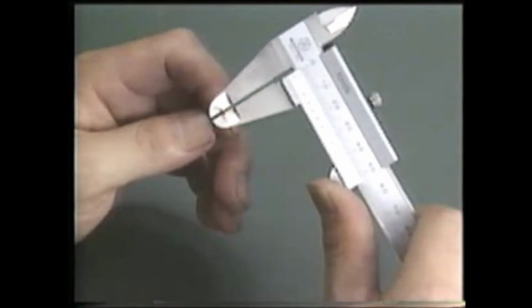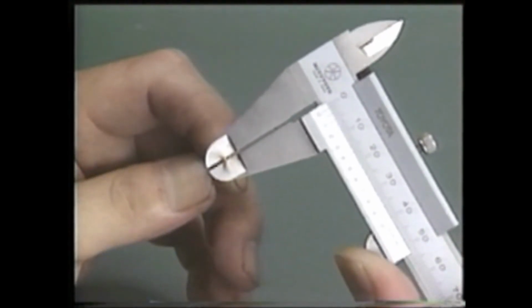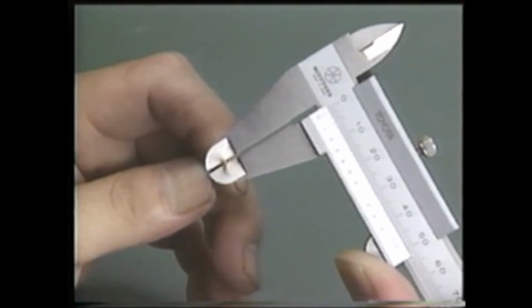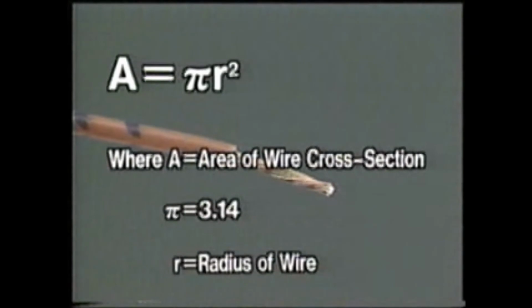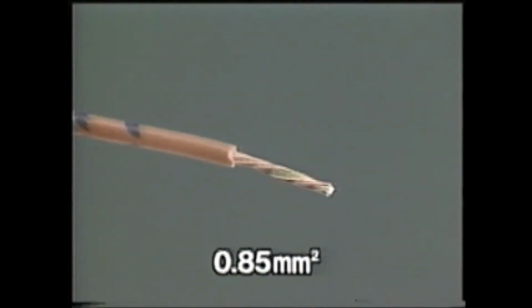Then we use the calipers to measure the diameter. Be careful not to squeeze the wire too hard with the calipers. Next, we derive the nominal size, that is, the area of the cross-section of the wire. To obtain the area, we multiply pi, which is 3.14, by the radius squared. In this case, it is about 0.85 square millimeters.